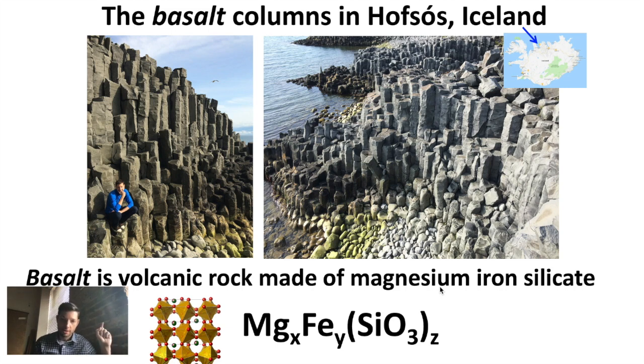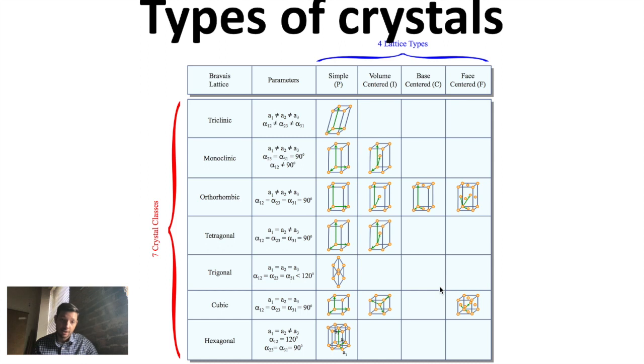Here's an example of a very rare but beautiful naturally occurring set of crystals. These are the basalt columns in Hofsós, Iceland. And that's actually me a few years ago when I got to visit them on the coast. They're made of this volcanic rock that are magnesium iron silicate crystals, and they exist in these large, what look like hexagonal columns coming out of the ground right on the coast. They're quite beautiful. And on a macroscopic scale, we can see some order to the way they're arranged. And that is indicative of how they're arranged on a microscopic scale at the atomic level.